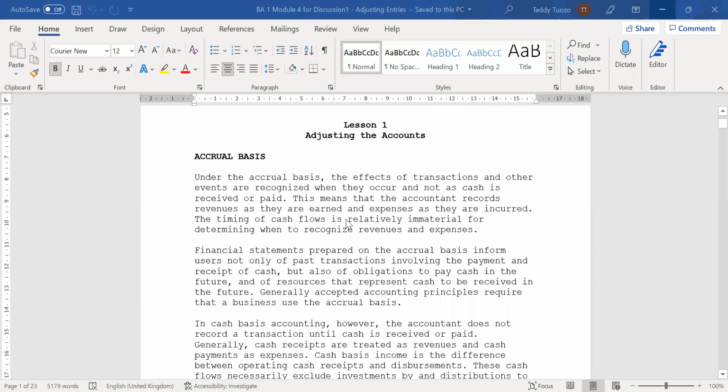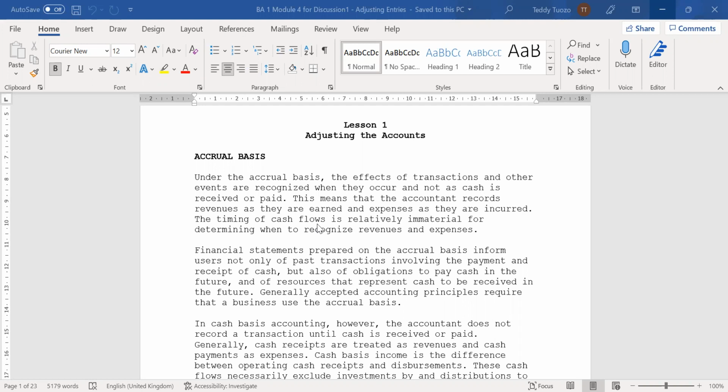Accrual basis. Under accrual basis, the effects of transactions and other events are recognized when they occur and not as cash is received or paid. I think I have already discussed with you the difference between accrual basis and the cash basis accounting. Here we will be now tackling in detail how to prepare the adjusting entries.